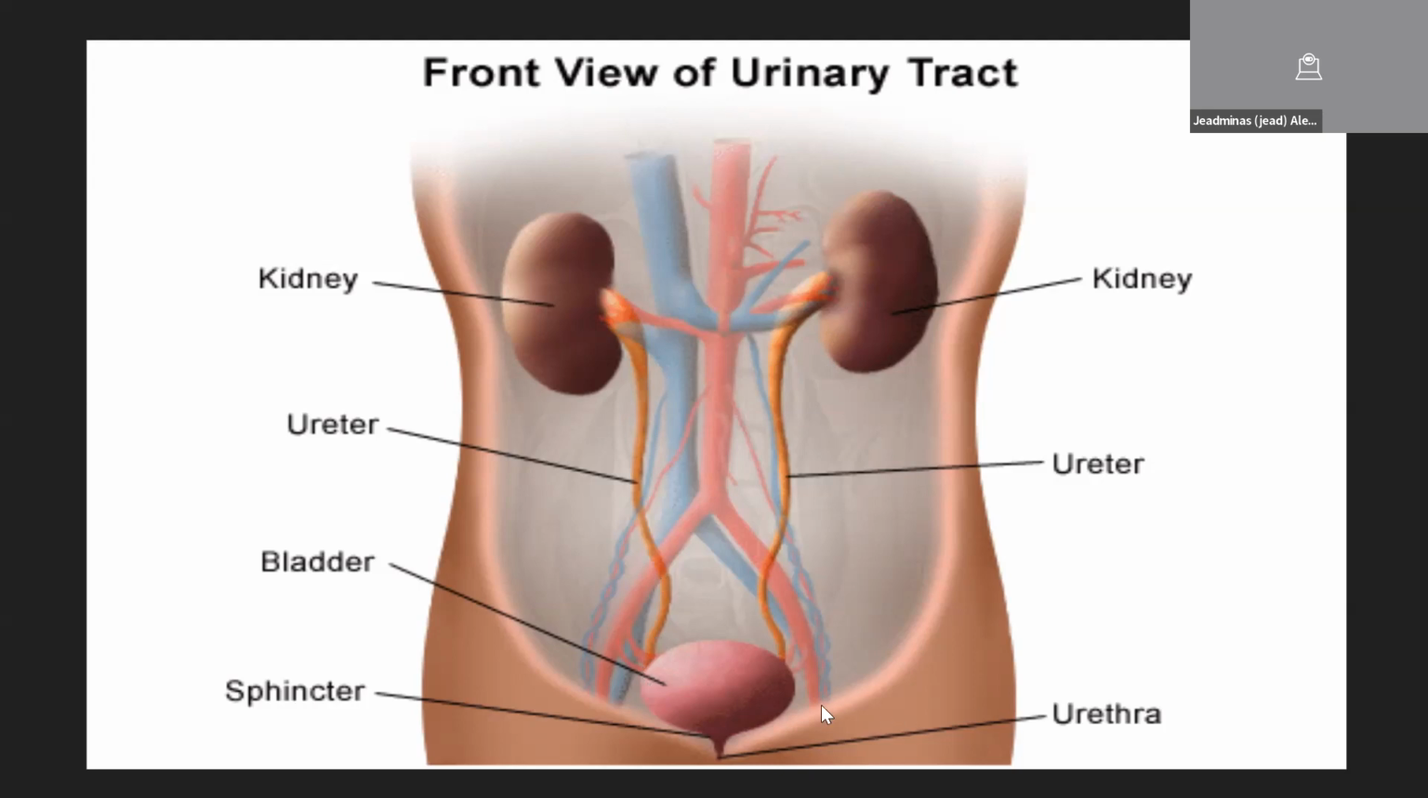And right here, we have our urethra, which is the tube that carries the urine from the bladder to the outside of the body. And right here, this is the bladder, which is located in your lower quadrant. And right here, all the way down, you can see the urethra too.